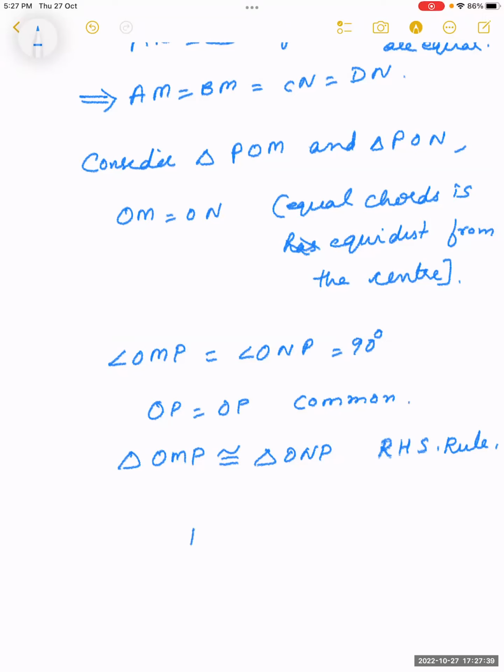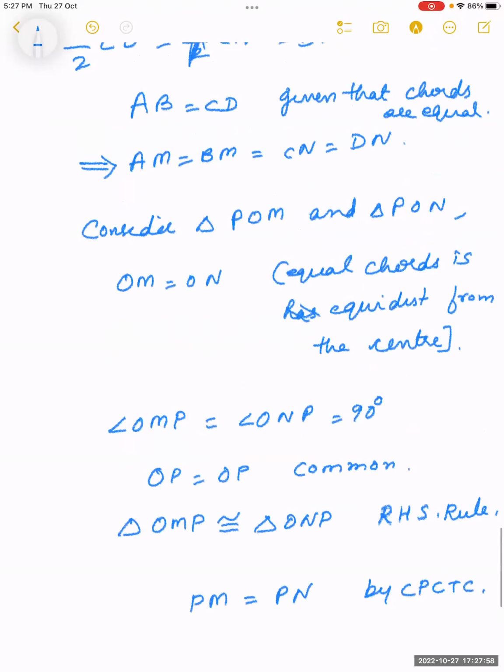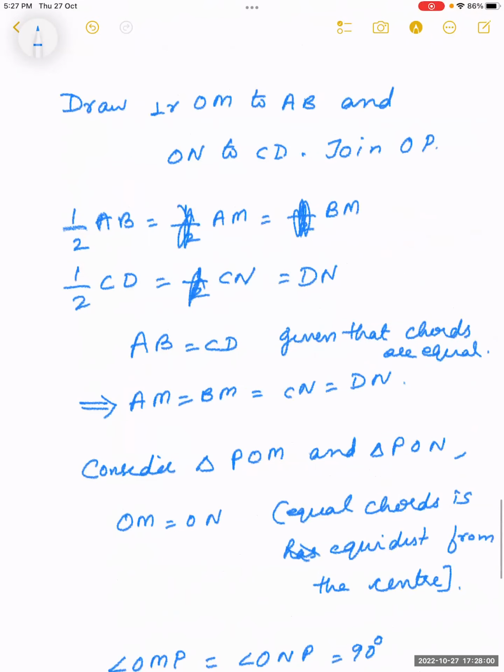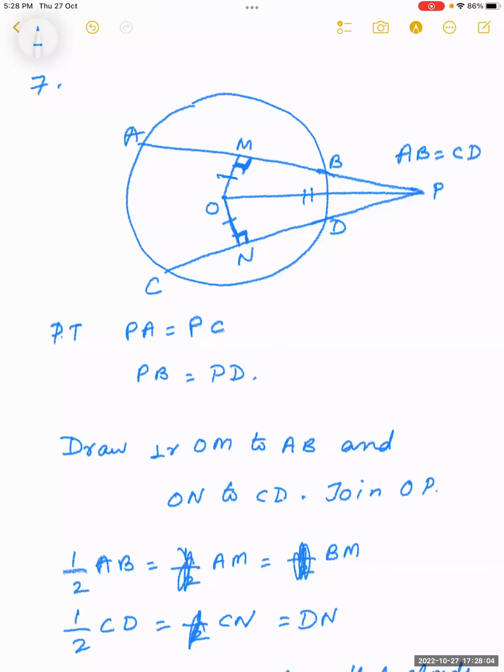So we can write that PM equal to PN. How? By CPCTC. Fine. I hope this is clear. So PM and PN are equal, right? By CPCTC, both the sides are going to be equal.